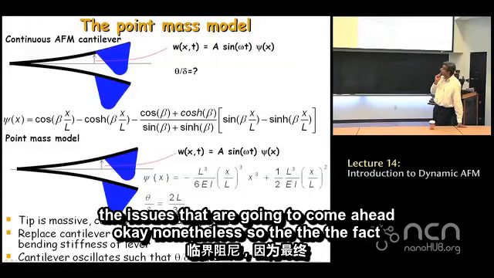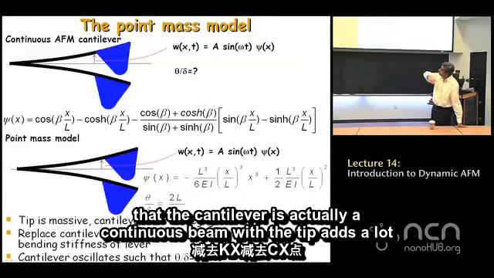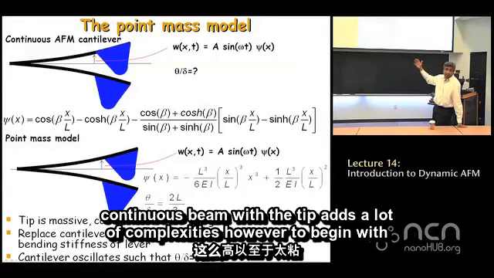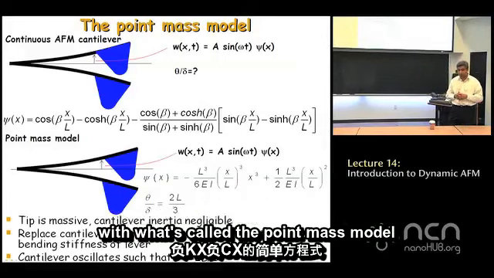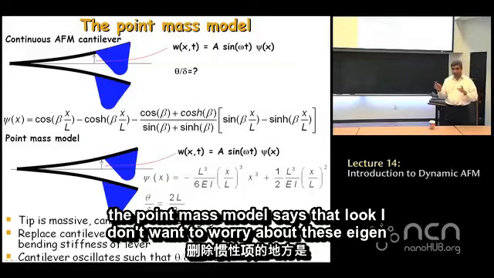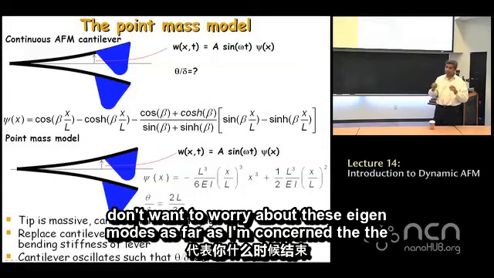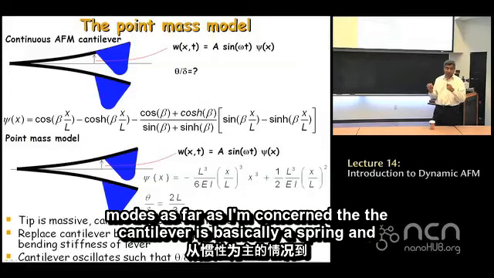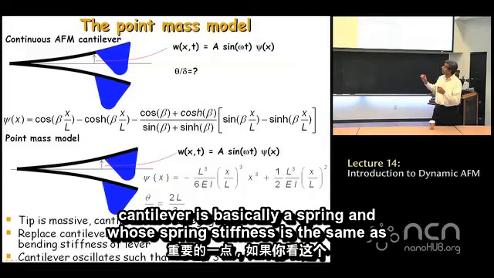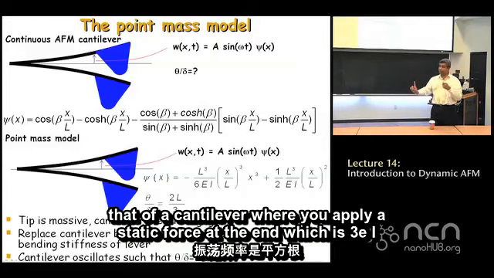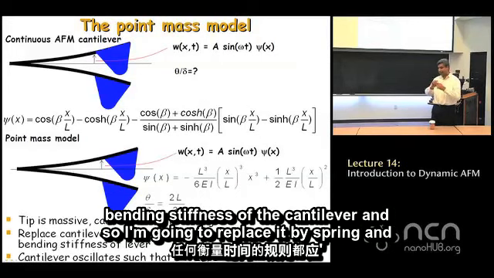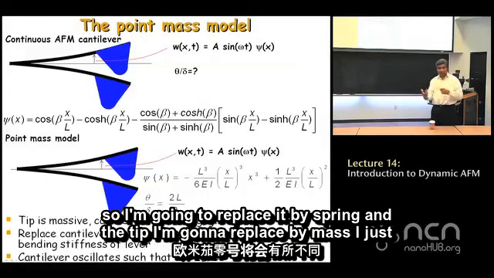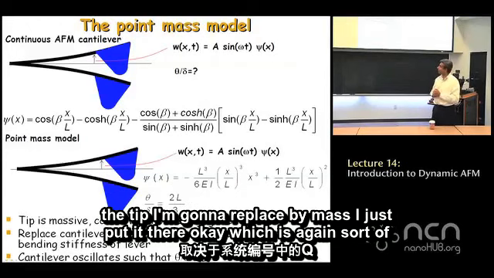Okay? Nonetheless, the fact that the cantilever is actually a continuous beam with a tip adds a lot of complexities. However, to begin with, we're going to start with what's called the point mass model. The point mass model says that, look, I don't want to worry about these eigenmodes. As far as I'm concerned, the cantilever is basically a spring, whose spring stiffness is the same as that of a cantilever where you apply a static force at the end, which is 3EI over L cubed, okay? So it's the static bending stiffness of the cantilever. And so I'm going to replace it by a spring, and the tip I'm going to replace by a mass, and just put it there, okay?